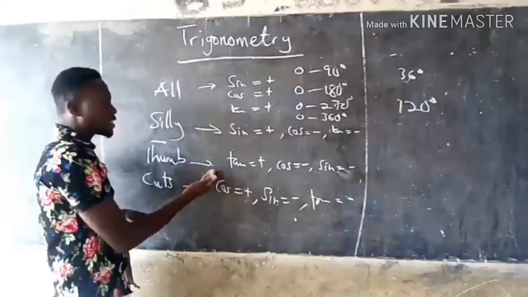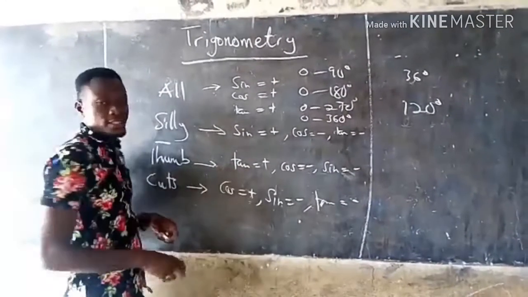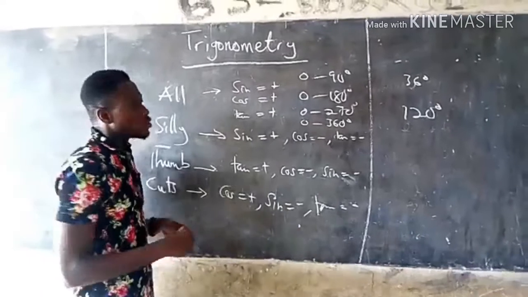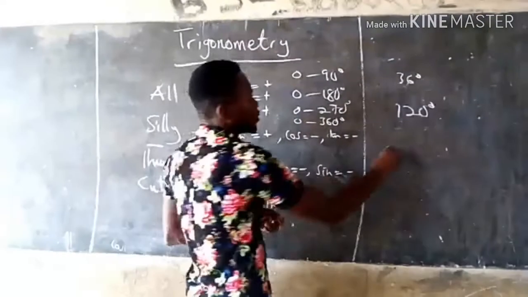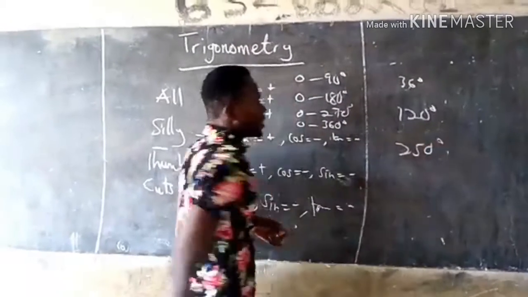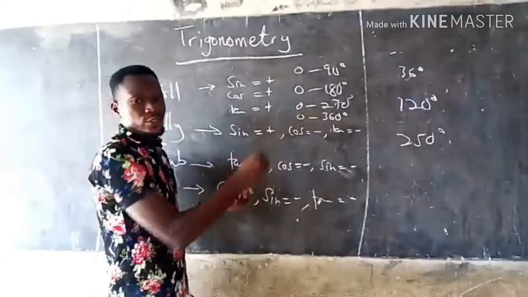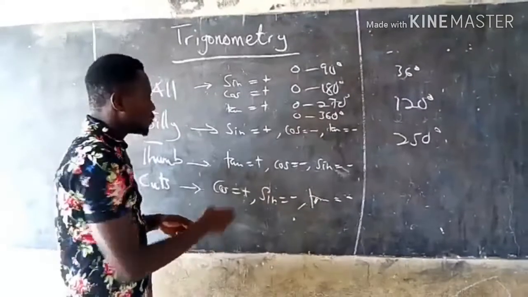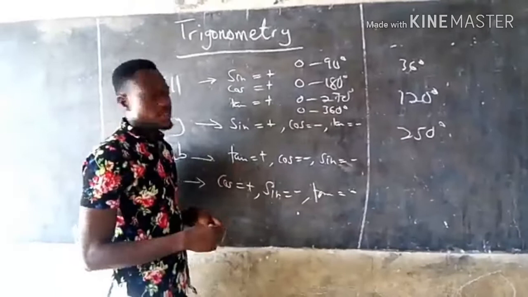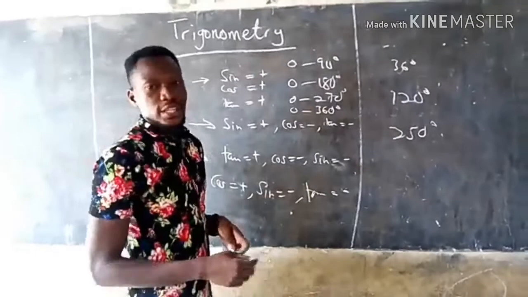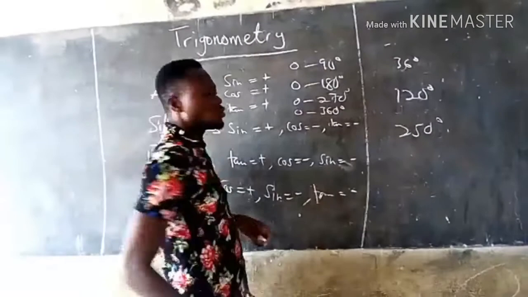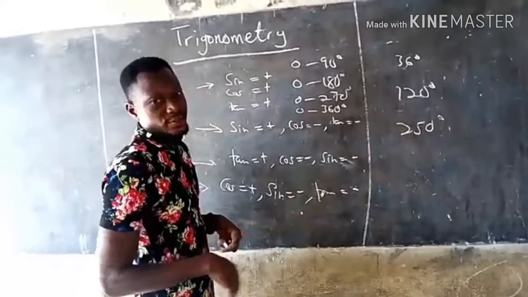Let's move to the third quadrant, where tan gives positive value. So we can take an angle like 250 degrees. 250 degrees falls within the third quadrant. That is up to 270. So if you punch in tan 250, you get positive. Cos 250, you get negative. Sine 250, that will give you negative.